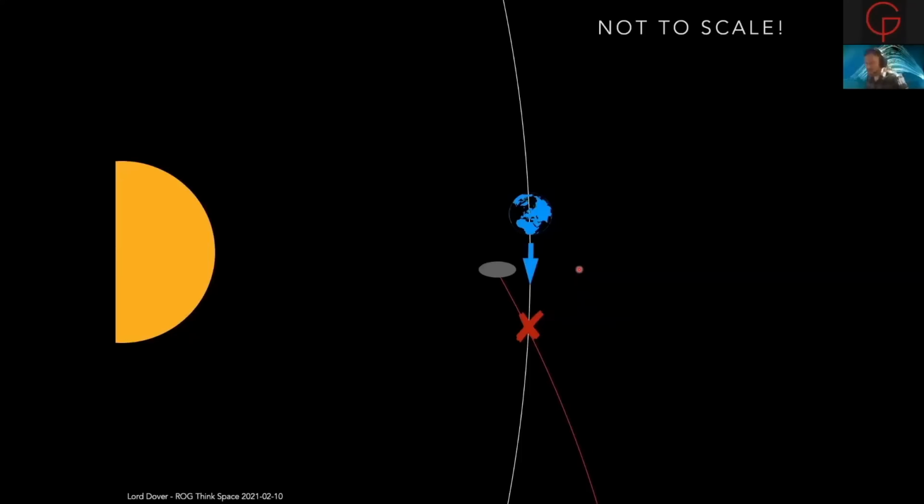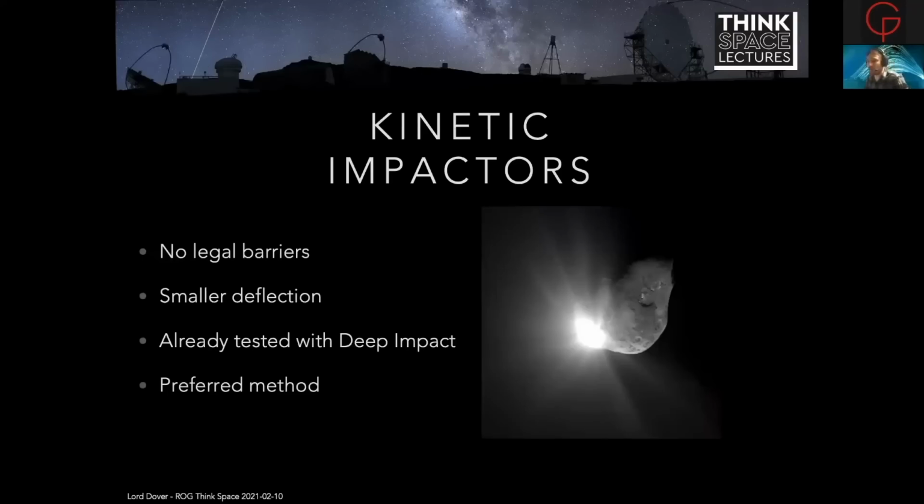But nuclear weapons aren't the only way to deflect an asteroid. So one of the most mature methods that we've thought up is something called a kinetic impactor. And this is basically a polite way of saying we want to crash something into the asteroid really, really fast and hope that pushes it out of the way. It's a little bit like just shooting the asteroid out of the way.